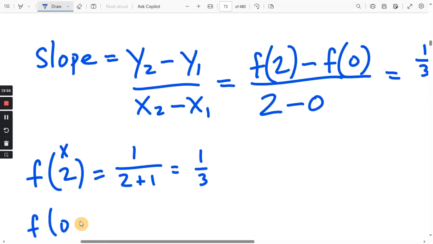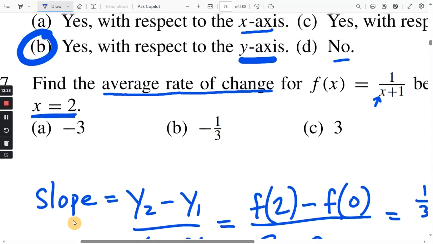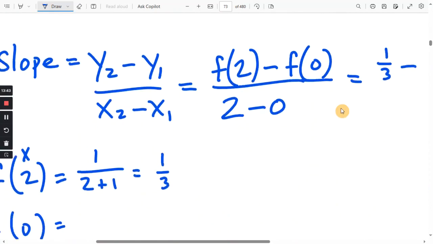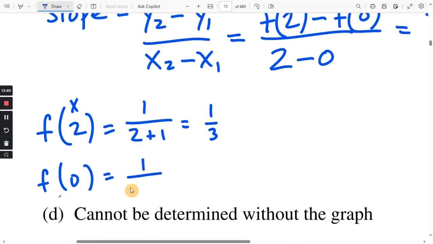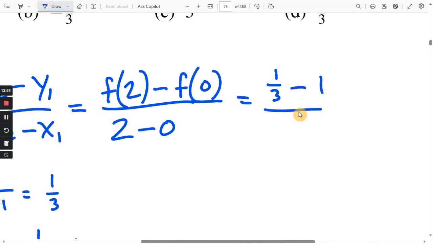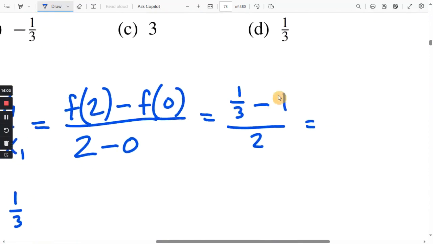All right, so for f of 0, we're plugging in x equals 0 right here in the f function. So it's going to be 1 over 0 plus 1. Okay, and 1 divided by 0 plus 1 is 1 over 1, or just 1. So for f of 0, we have 1. 2 minus 0 is 2. All right, so we need a common denominator. We have a denominator of 3 here, and the number 1 is the same as 3 over 3. All right, so 1/3 minus 3/3.